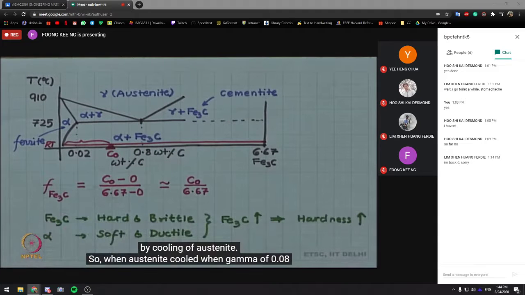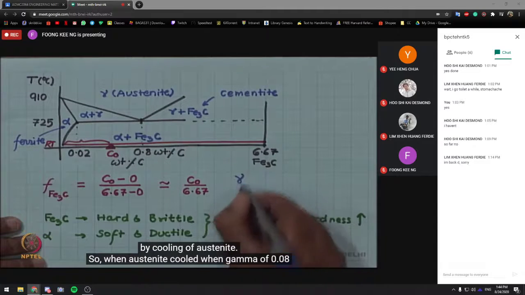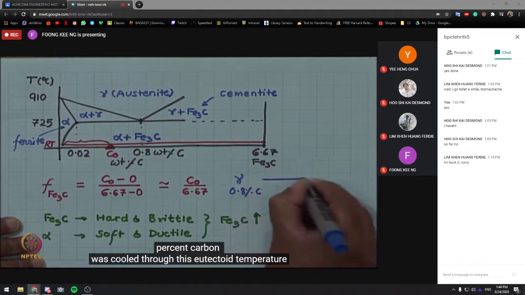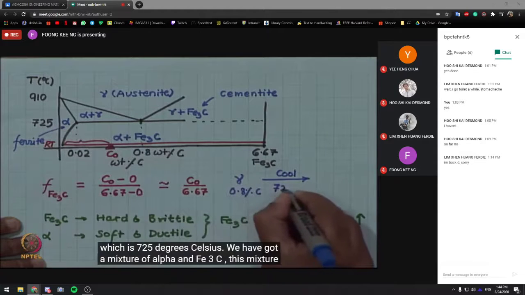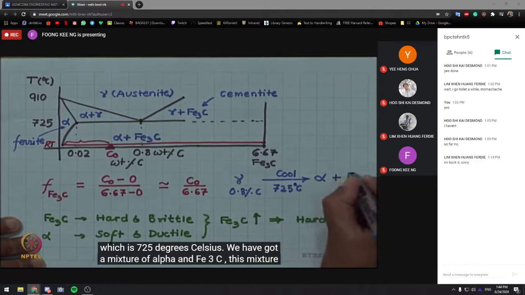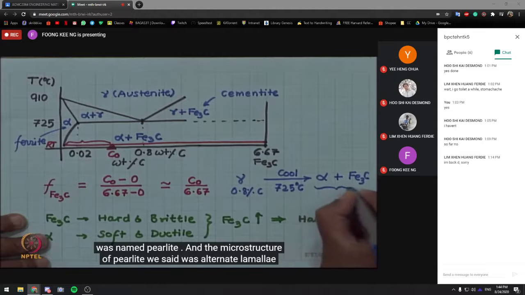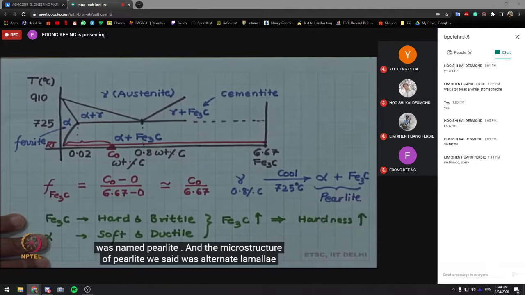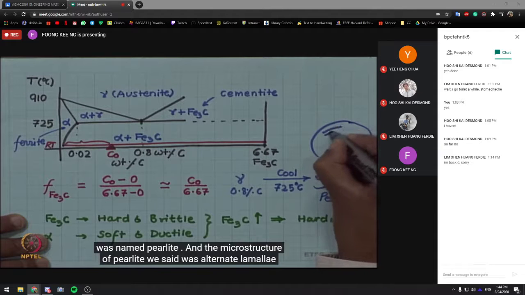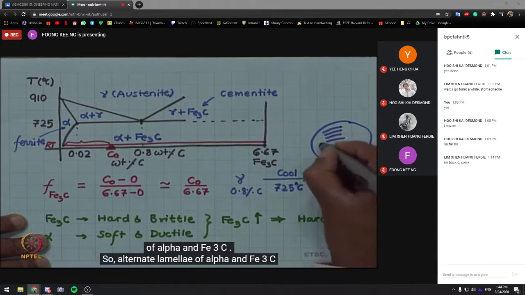So when austenite cooled, when gamma of 0.8% carbon was cooled through this eutectoid temperature, which is 725 degrees Celsius, we got a mixture of alpha and Fe3C. This mixture was named pearlite. The microstructure of pearlite, we said, was alternate lamellae of alpha and Fe3C.